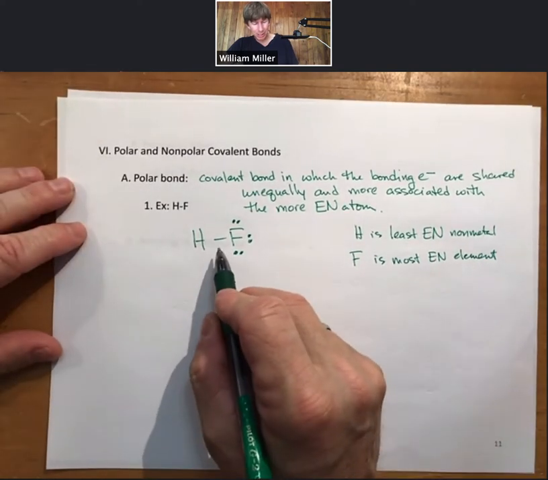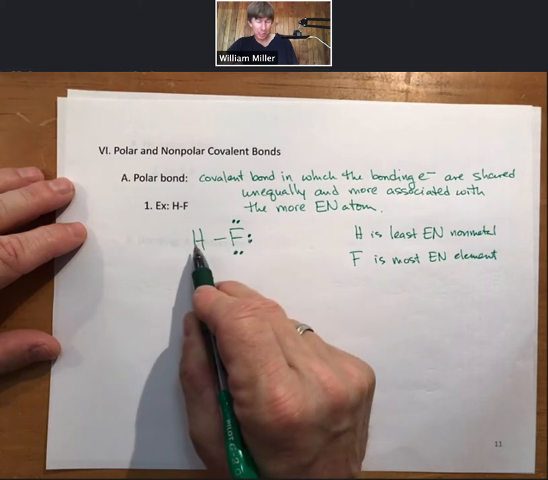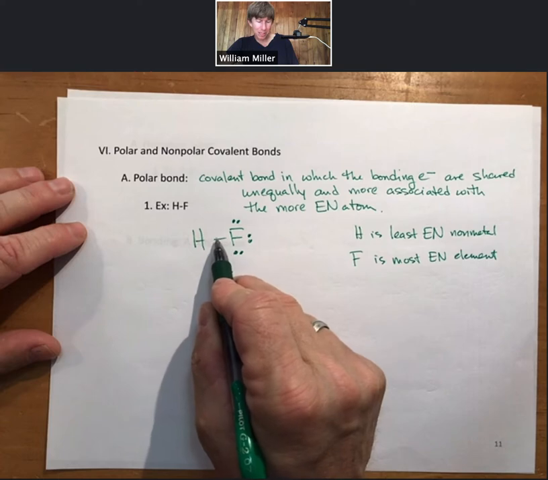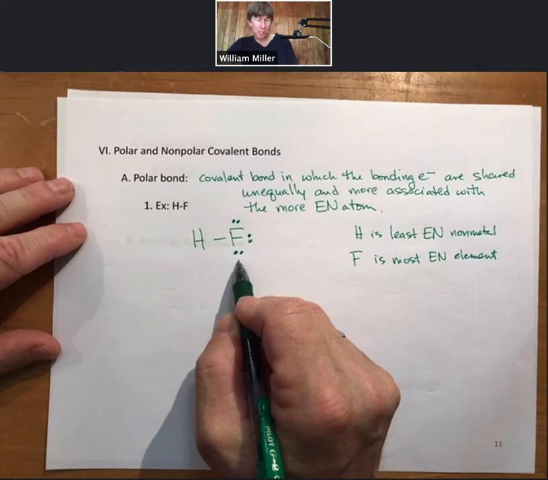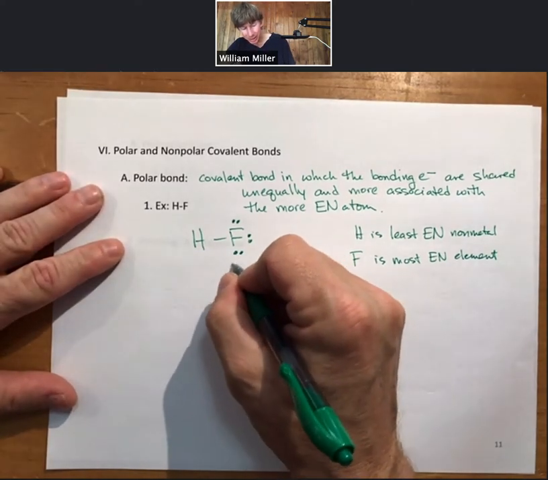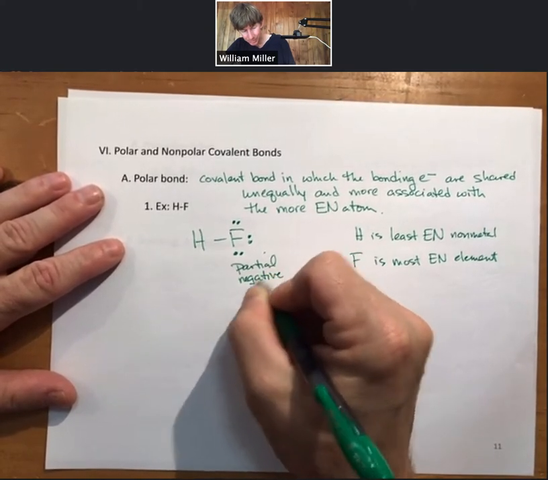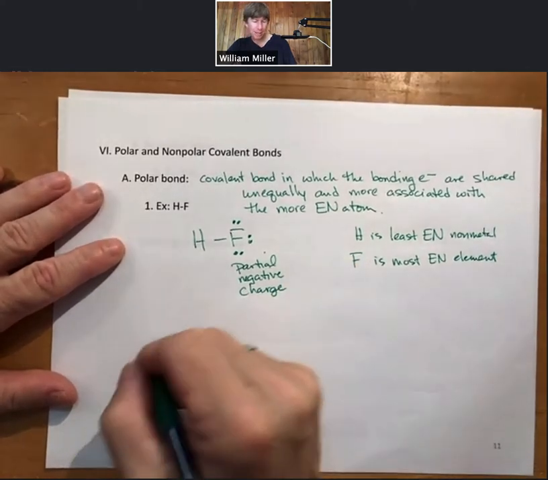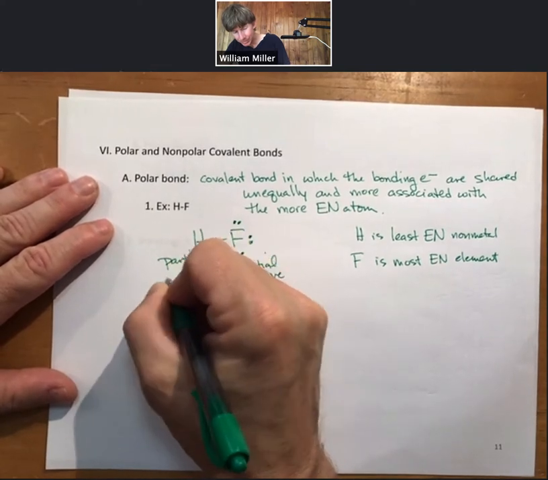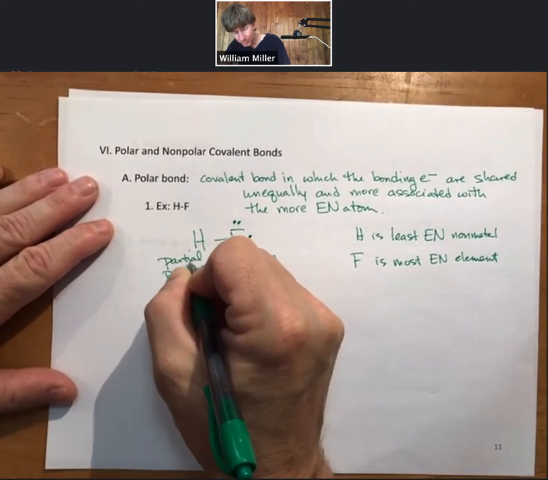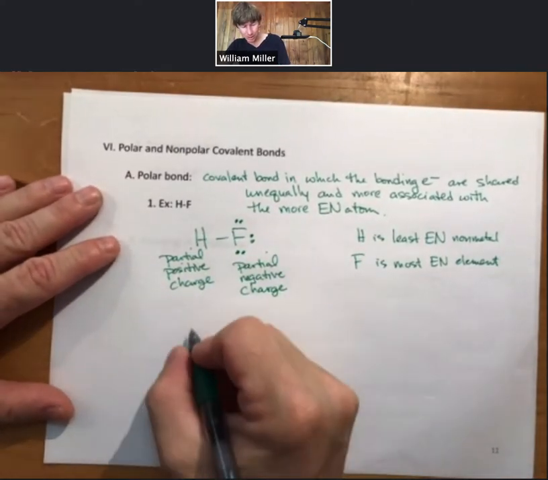So what that means is these two bonding electrons are more associated with the fluorine than the hydrogen. Because of that, the fluorine is going to have a partial negative charge, and the hydrogen is going to have a partial positive charge. And this is going to be huge in the remainder of the course.